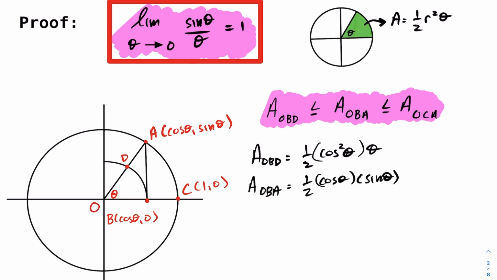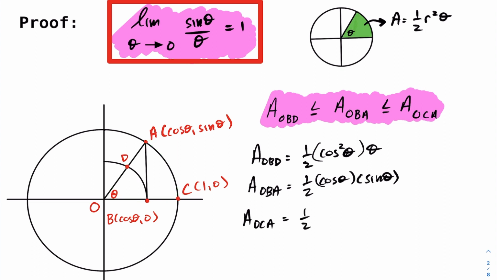The area of OBA is just a triangle, and the area of a triangle is 1/2 the base times the height. The base here is cos of theta, and the height of this triangle is sine of theta, just by definition of cos and sine. So we have our area of OBA. And the area of OCA is another sector of our circle. And in this case here, the area of that would be 1/2.